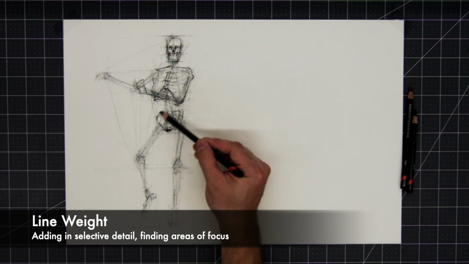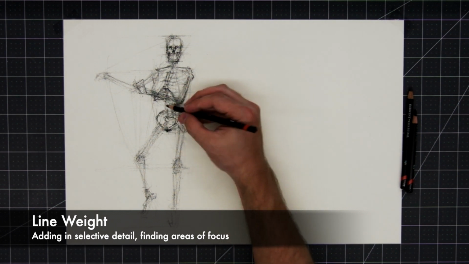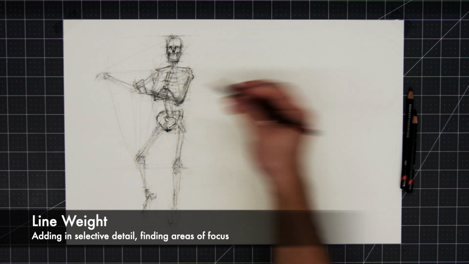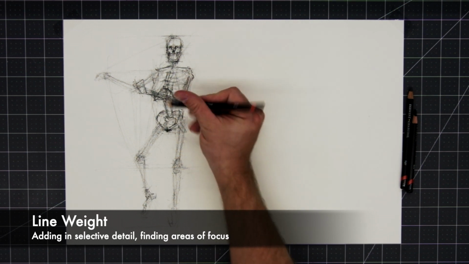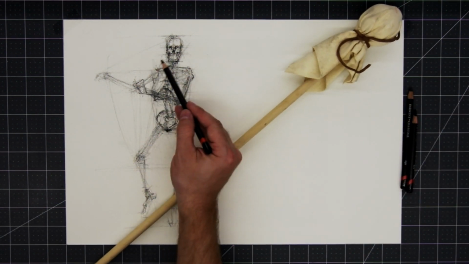Nearing the end of the drawing, I'm going to add some darker lines on top of my gesture. I'm not going to do this where I'm pressing hard immediately. I'm going to use repetition in order to get those earlier marks a little bit darker and then a little bit darker still until they're satisfactory.